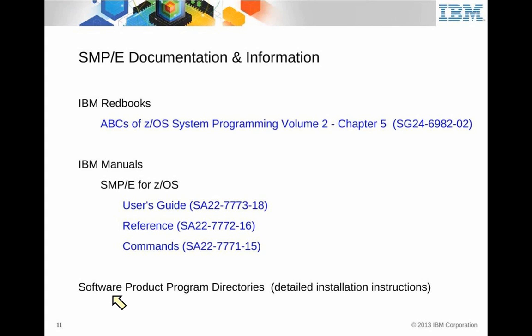And remember what I mentioned, whenever you're doing installation of a product, an important artifact that comes with a product is something called the software product program directory. It ends up being the specific details you've got to follow to lay the product out. That's where that is. It's in a thing called a program directory. Also, the program directories are typically on the installation tape.